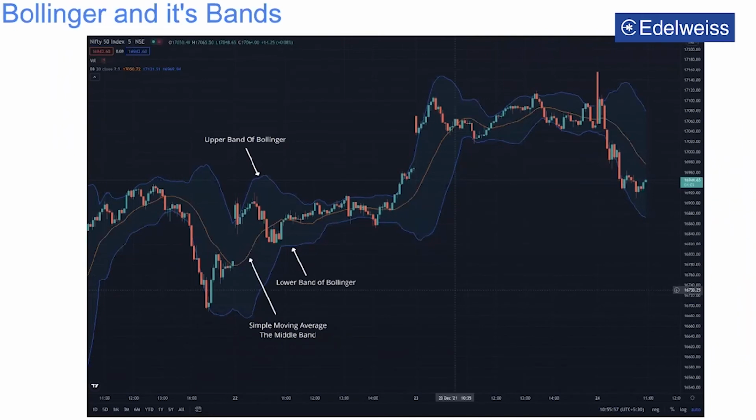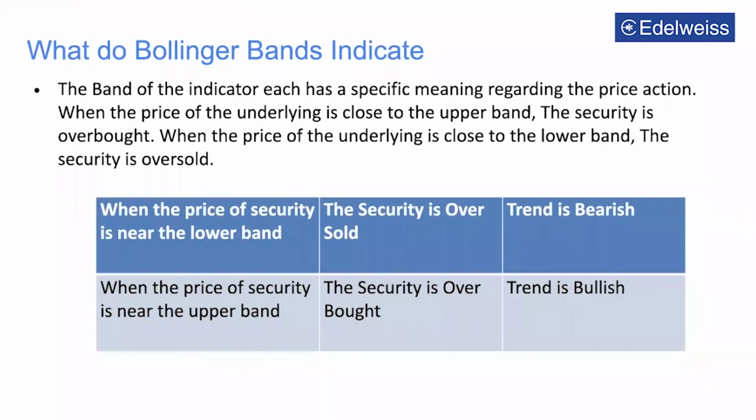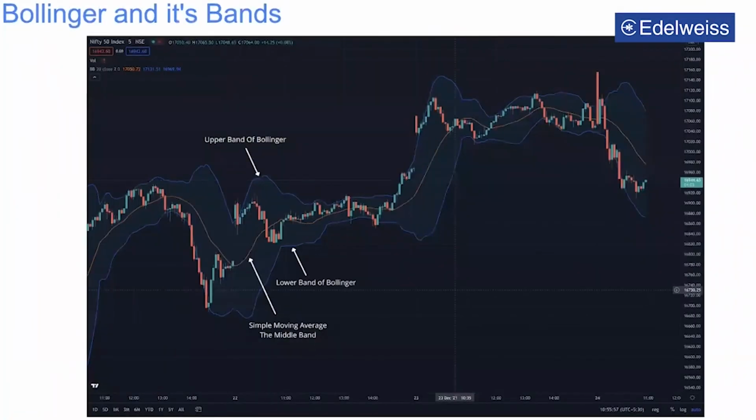So what do they indicate? Every band has a specific meaning regarding the price action. When the price of the security is near the lower band, the security is oversold and the trend is bearish. As you can see at the end of this chart, the lower band of Bollinger was broken, and you can see that there was some sort of fall in the market. Around 60 points of drop was seen.